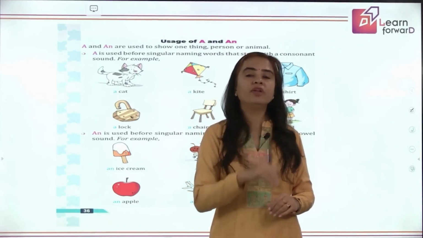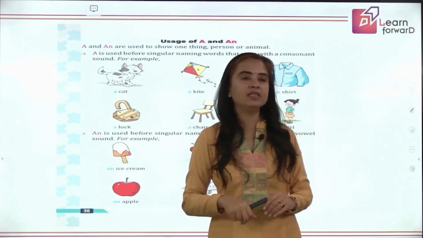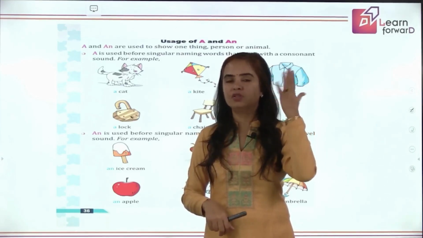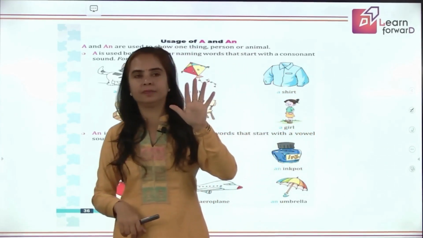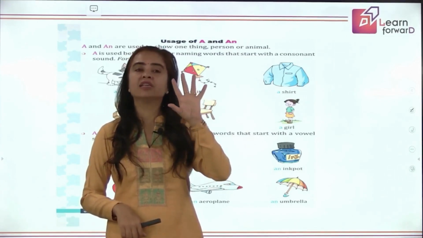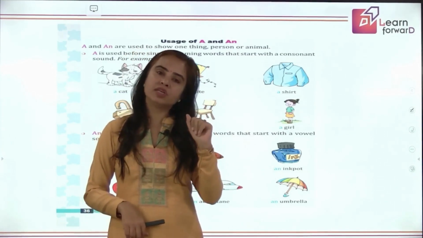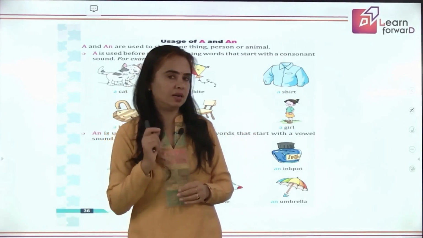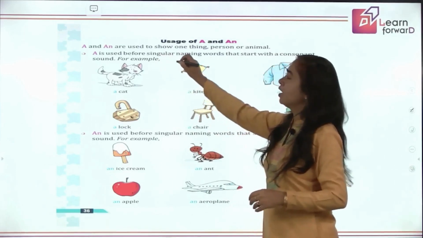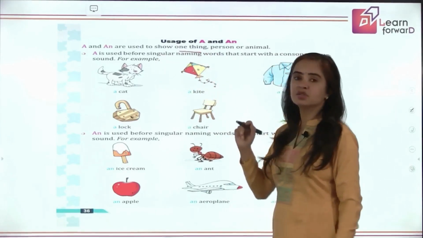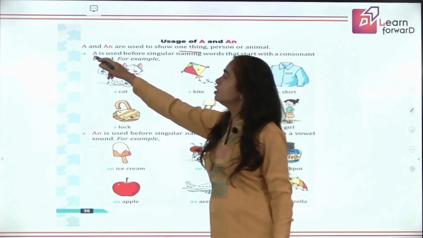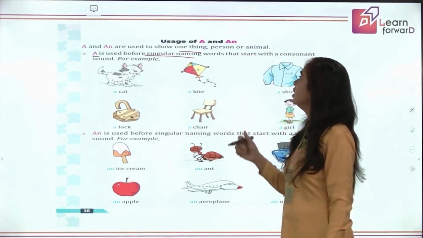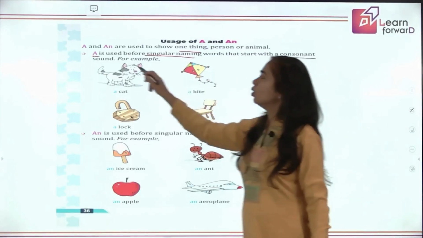Vowels are, how many vowels are there in the English alphabet? 5. A, E, I, O, U. Very good. So these are the 5 vowels we have learned. So whenever your naming word starts with any of these, we will be using an, and for the rest of the sounds, we will be using a. Remember this. So a and an are used to show one thing. This is the first thing you have to remember. A is used because we are using it for one. That means we are using it for singular nouns and they start with a consonant sound.